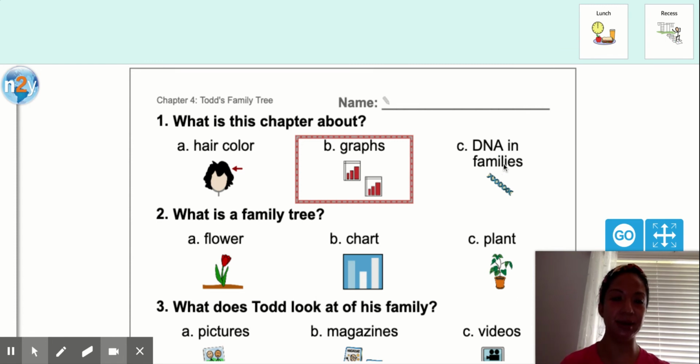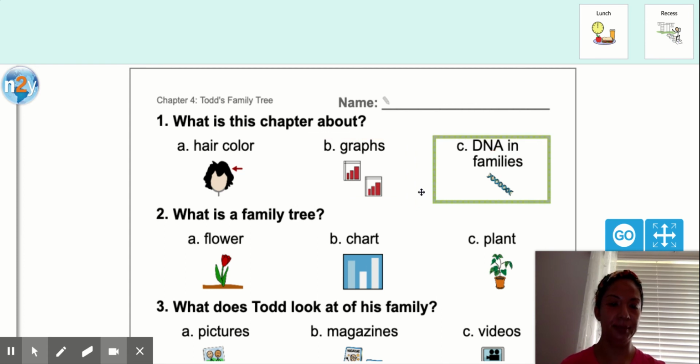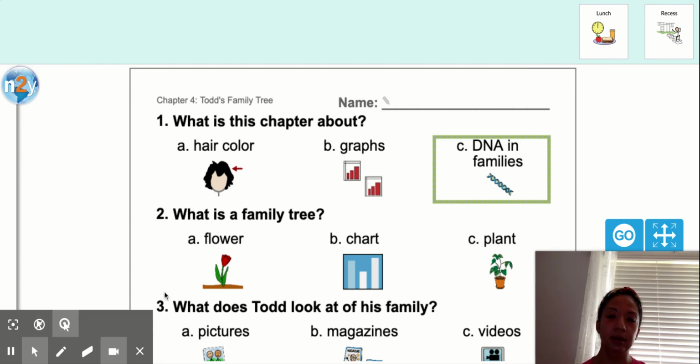Okay, so how about C, DNA and families? It is about DNA in families. Usually what it's about is the same as the title of the chapter, but in this case it was different. Todd's family tree. But they were talking about his family tree, like his grandparents and parents, because they were talking about DNA and families.